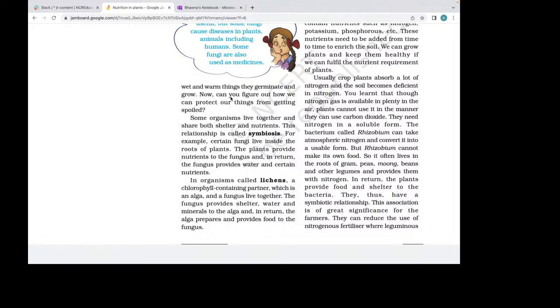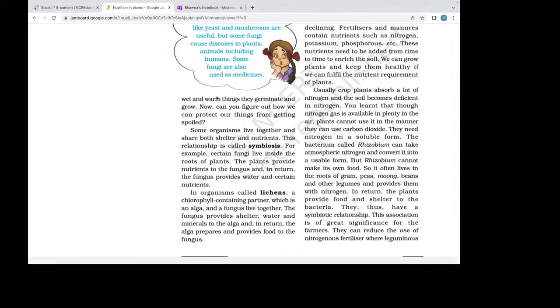Okay, now can you figure out how we can protect our things from getting spoiled? So अब फंगाई आपकी खाने पर लग रही है, आपके क्लोथ्स पर लग रही है, आपके शूज़ पर लग रही है, तो आप उसका कुछ ना कुछ सॉल्यूशन तो होगा ना. So you can explore and figure out these solutions to get rid of fungi.